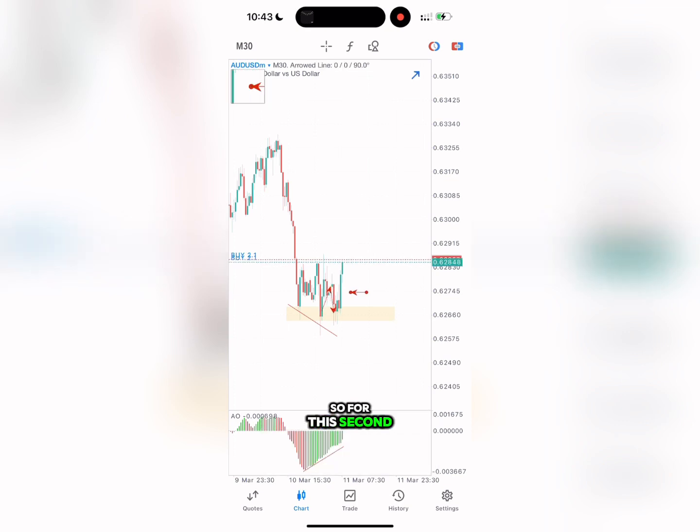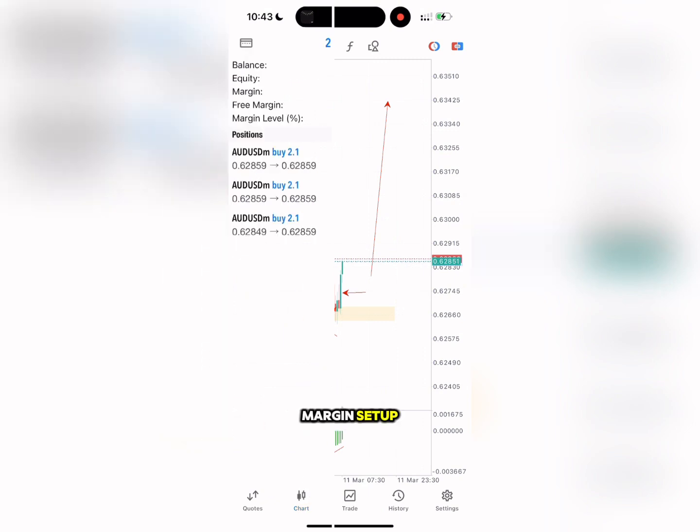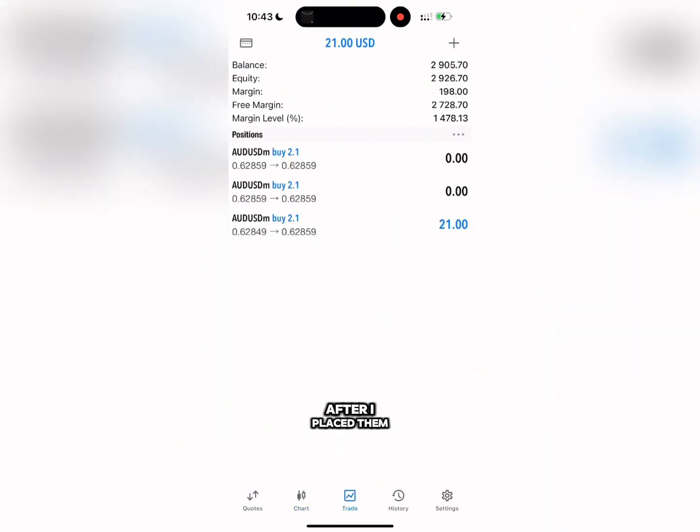So for this second setup, I was risking about $1,000, about 30% of the account, and this was not as risky as the first sell trades because the first sell setup was a full margin setup. So this is what my entries look like after I placed them. Let's see how this trade played out.